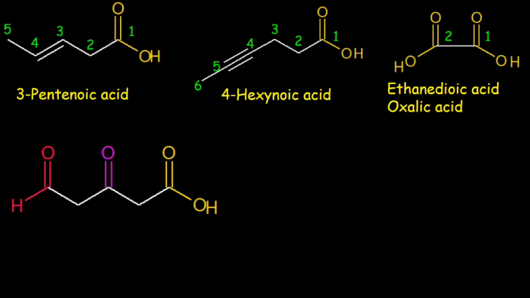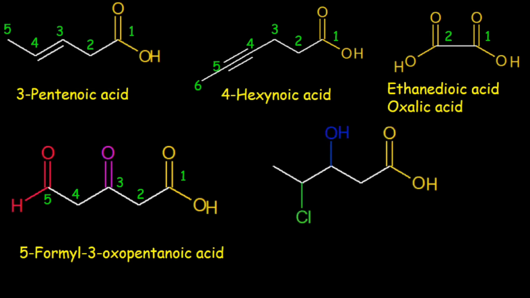This is the polyfunctional group molecule, and carboxylic acid functional group has the higher priority than ketonic and aldehydic functional group. So the numbering of heading part would be started from carbonyl-carbon of carboxylic acid. Name would be written in alphabetical order as 5-formyl-3-oxo-pentanoic acid.